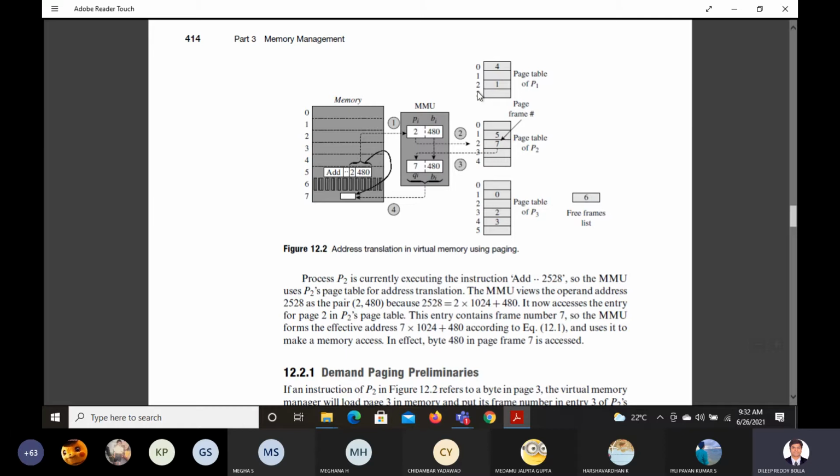Now how do you get the data from there to RAM? Using the memory management unit is the topic. That is called the address translation unit. You see the steps here: first step, second step, third step, and fourth step. If you read and understand these four steps, you're done with the concept.